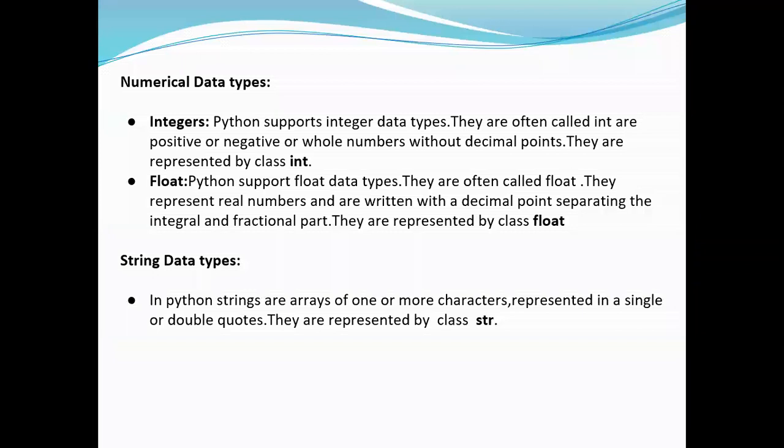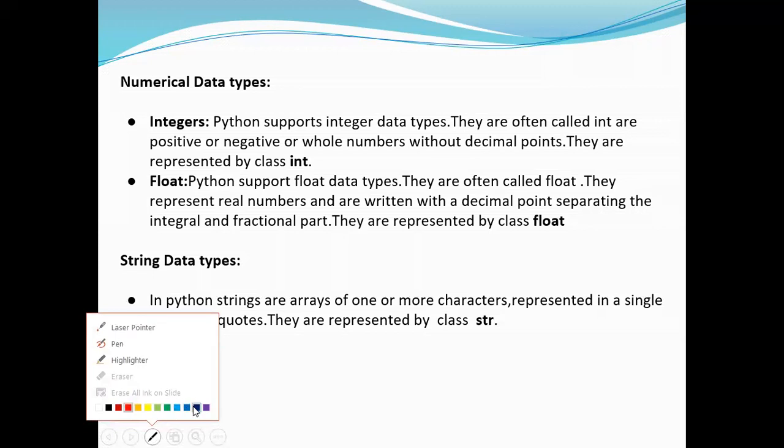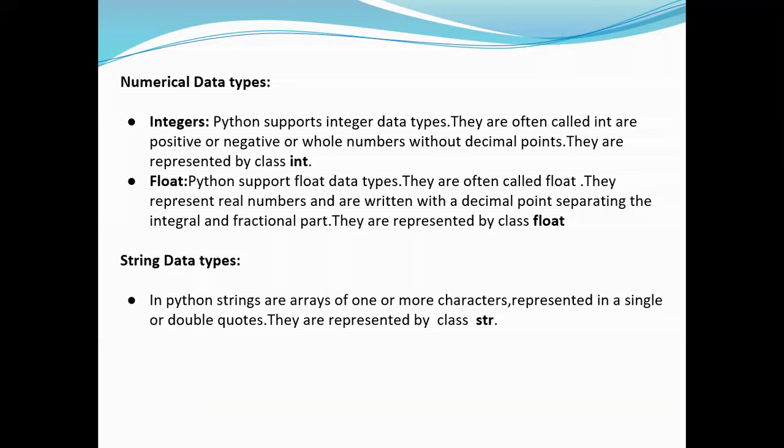First come the very basic numerical data types. When I say numerical data types, I have two types available in Python, and those are the integer data type and the floating point data type. So what is the integer data type? This integer data type can store all the positive and negative whole numbers without any decimal points, from minus infinity to plus infinity, all the numbers except the decimal point numbers.